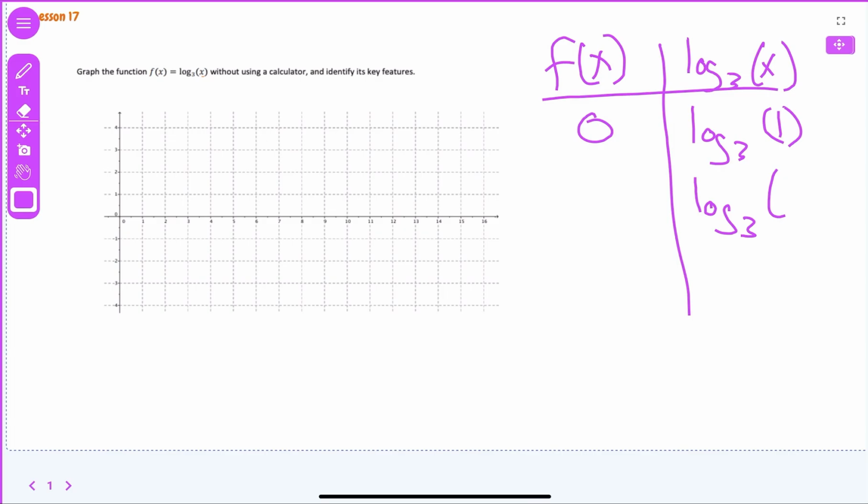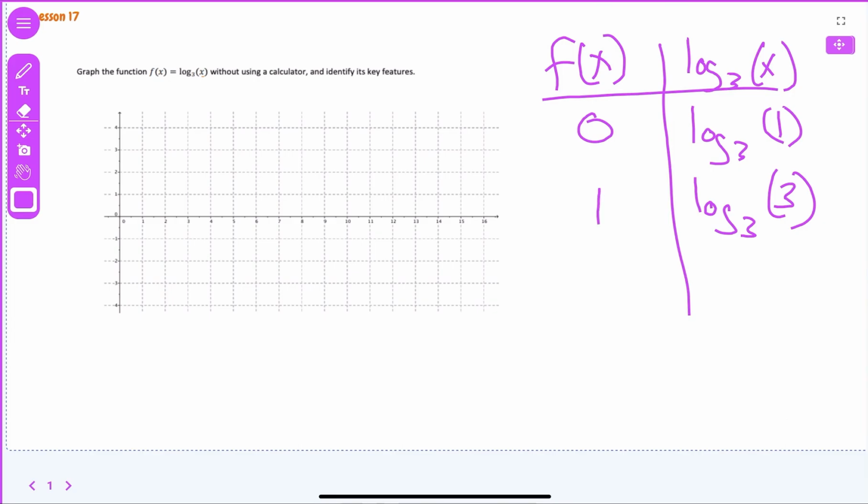What else could we do here? Let's do 3. We could do that one. To what power of 3 is 3? 1.